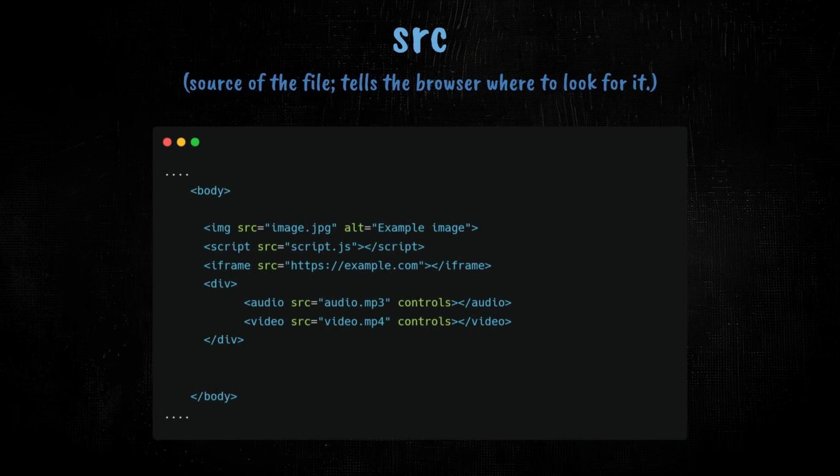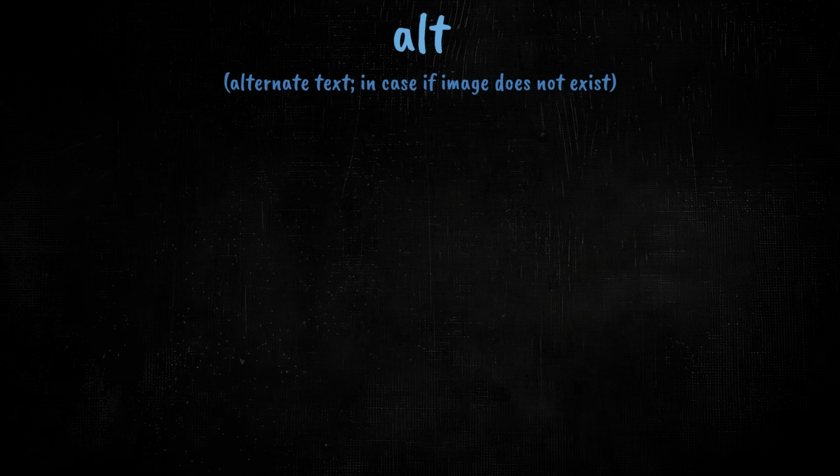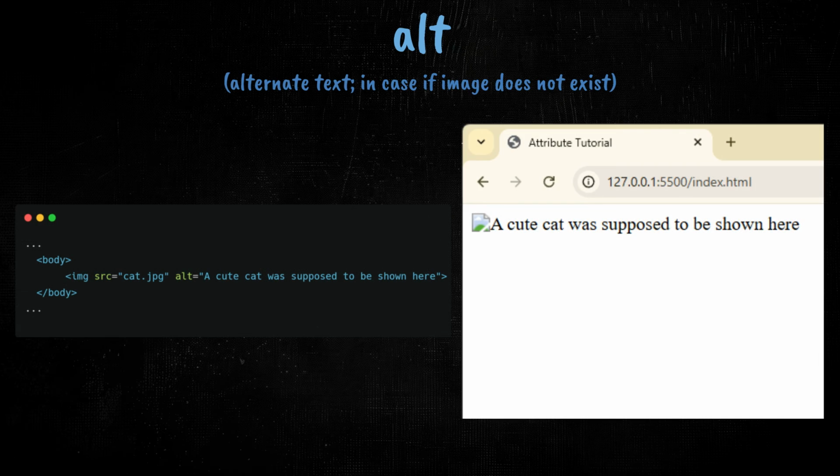Then we have the source. This is used with image or script tags to specify the source file. For example, if you are using an image, then it will tell the browser where to look for the image file. Then we have the alt attribute. This is also used with images. This provides alternative text in case the image does not load, and it's great for accessibility too. For example, you have mentioned the source as cat.jpg, but somehow the image does not exist, then in place of the image, we will show the alternative text that a cute cat was supposed to be shown here.